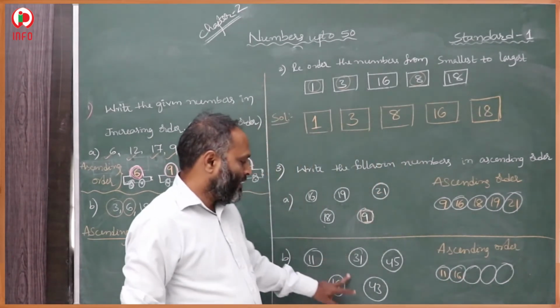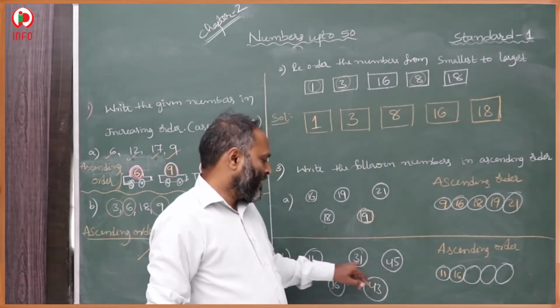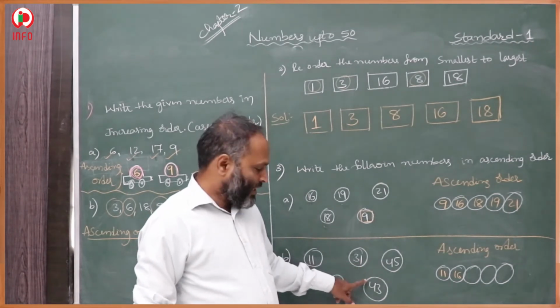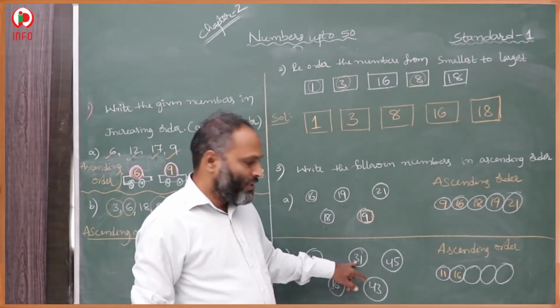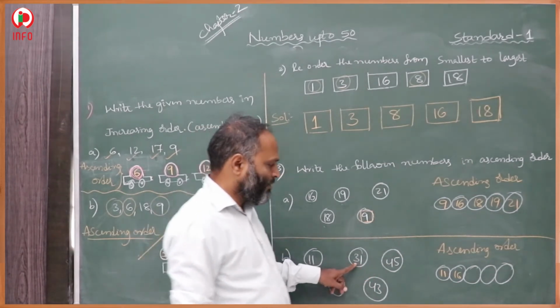Then we check these three: 34, 44 and 31. In tens place 3 is there, in tens place 4 is there, in tens place 4 is there. Wherever tens place 3 is there, that is smaller. Then 31 is the smallest first.